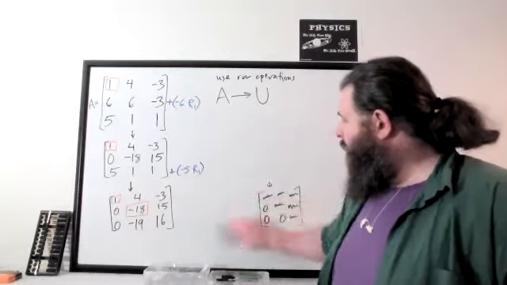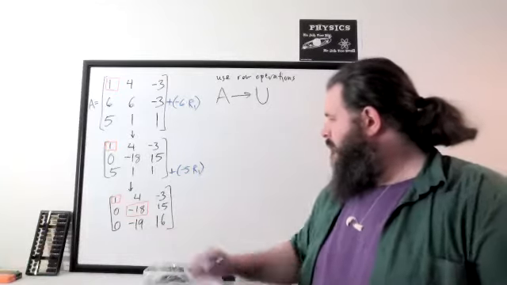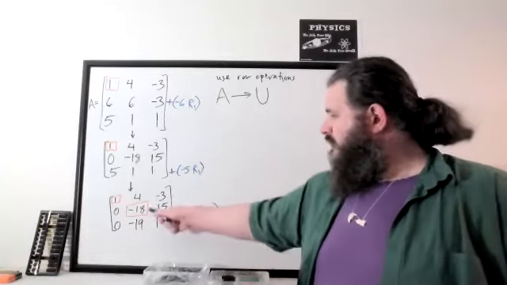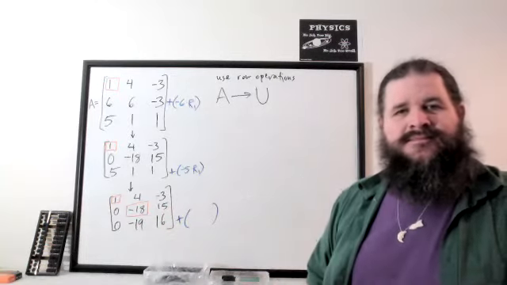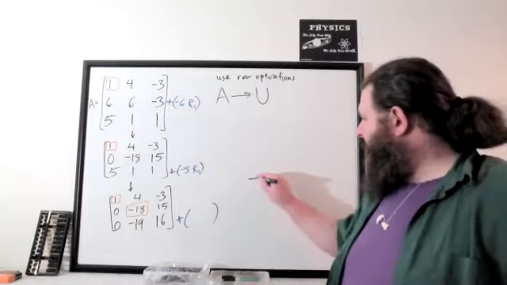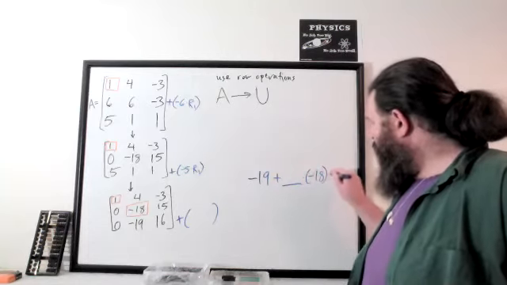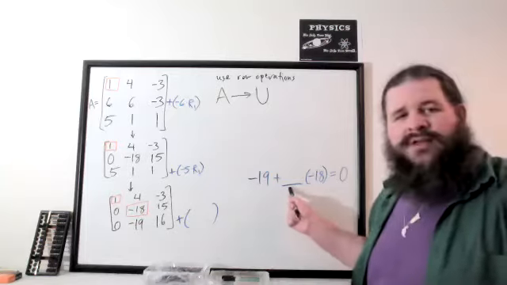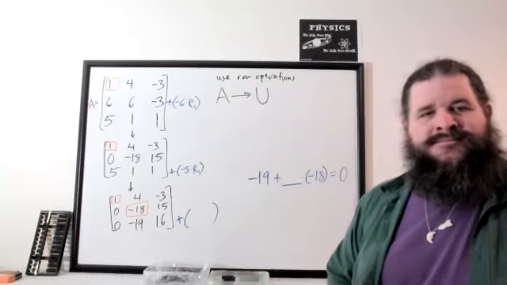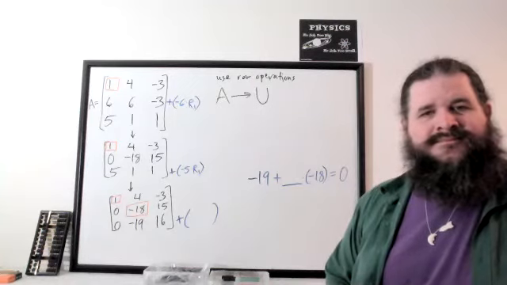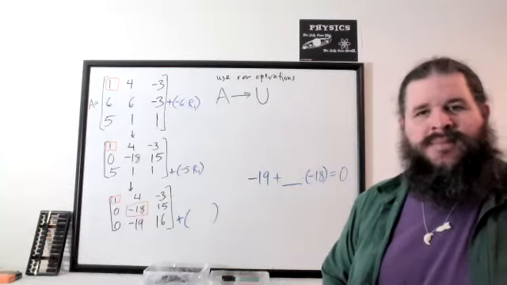So now we just want to make some operation to the third row that will cancel out that negative 19 there. So what operation using this negative 18 would cancel out the negative 19? If we want to have the negative 19 that's already there plus something times negative 18 equaling 0, what multiplier will make those cancel out? Yeah, 19 over 18.